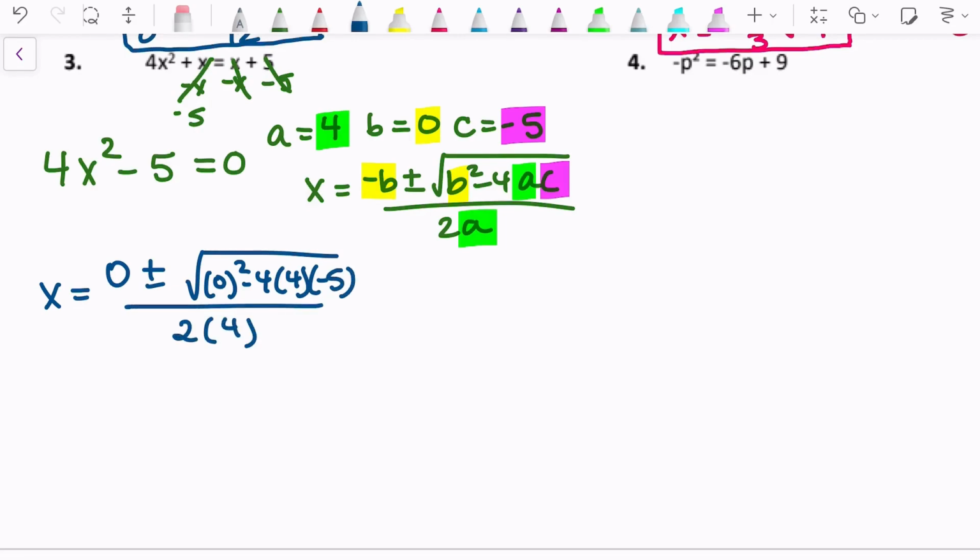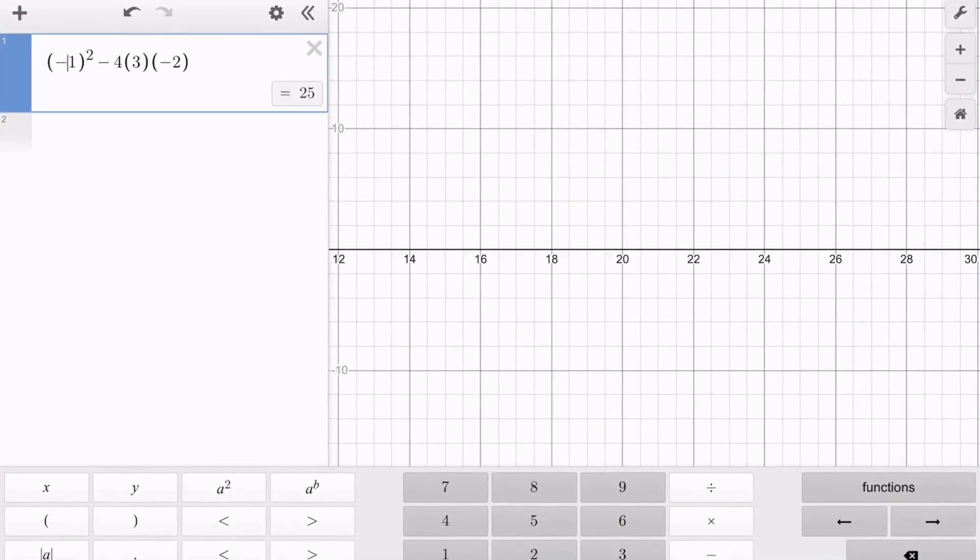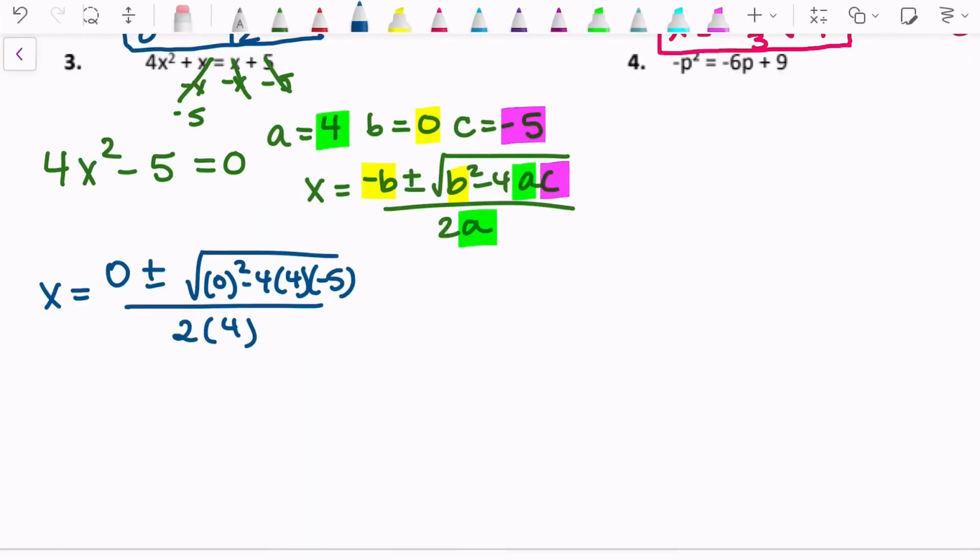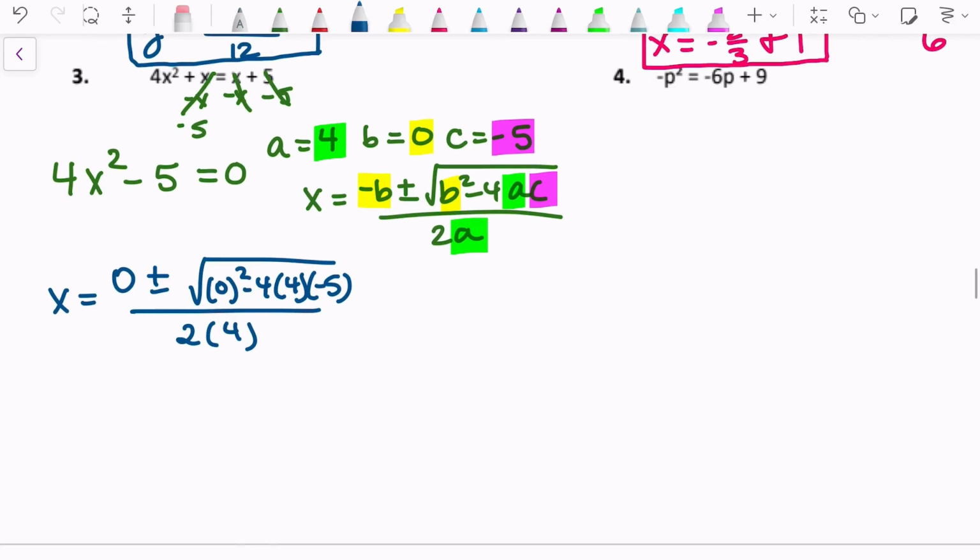All right, you know the drill. We're now going to type the underneath of that radical into Desmos. Again, it's called the discriminant. So 0, 4, and -5. Let's just swap them out. So 0, 4, and -5 gives me 80. And I have that x is equal to 0 plus or minus the square root of 80 over 8.